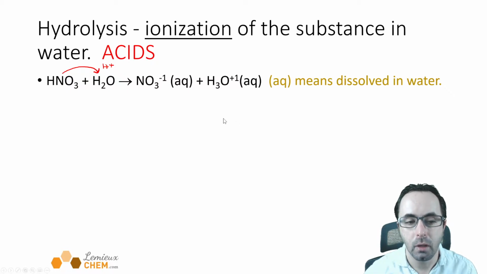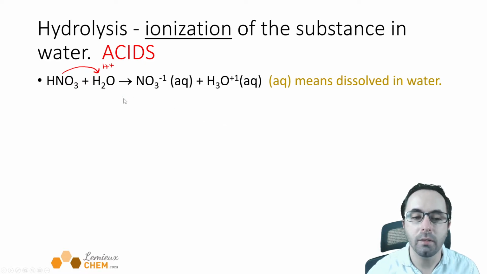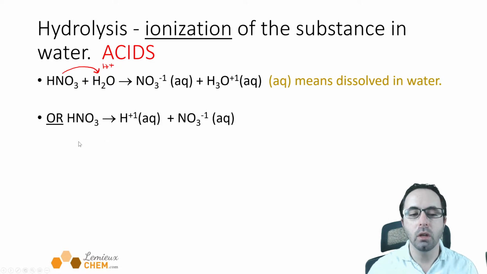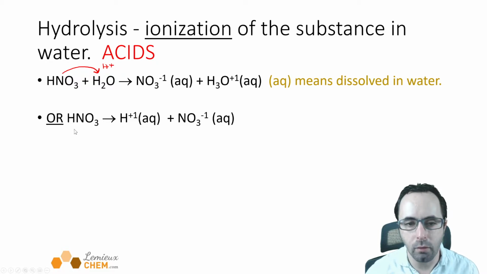Now, when it comes to hydrolysis of acids in water, it is possible to write the hydrolysis which includes water and shows explicitly the water getting the H+, or you could choose to not show the water. And both of these are acceptable ways of writing hydrolysis reactions for acids.